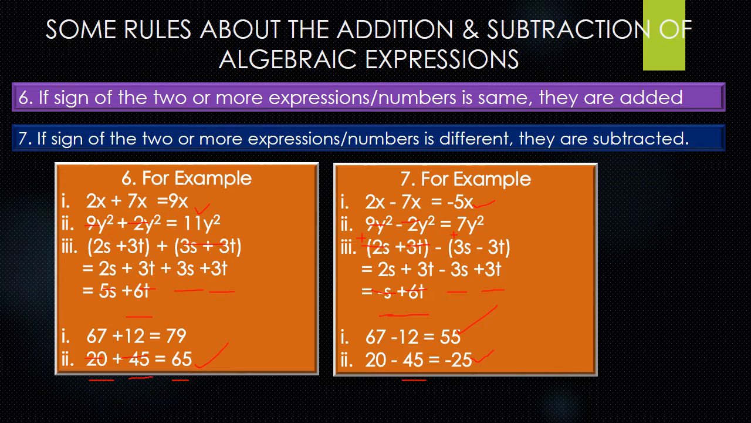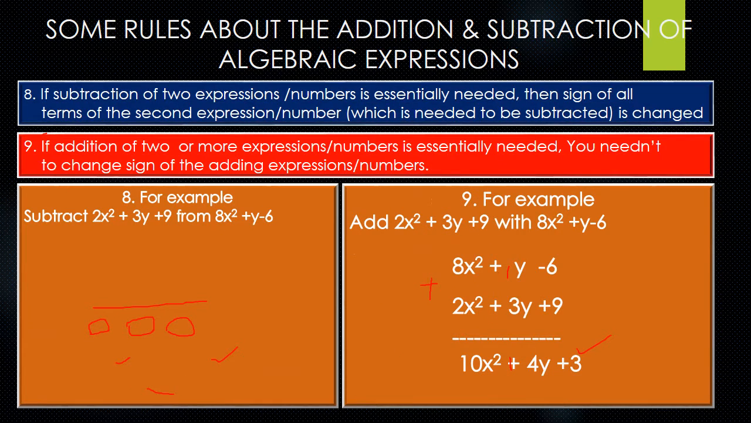20 minus 45. 45 is negative and 20 is positive. So the least number will be subtracted from the greater number when the signs are different, and the sign of the greater number will be put. So again, the sign of minus 45 has been put in the answer, and we have got minus 25. Coming to the next slide.